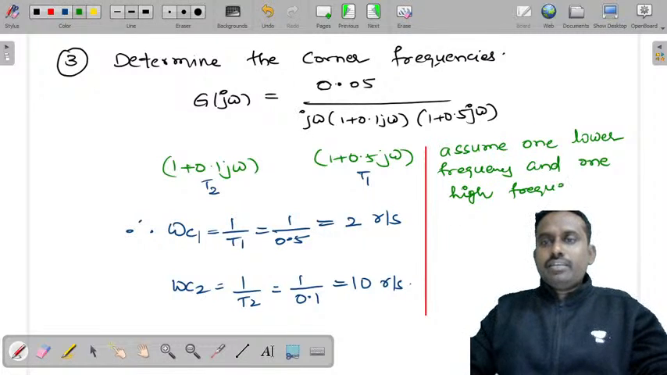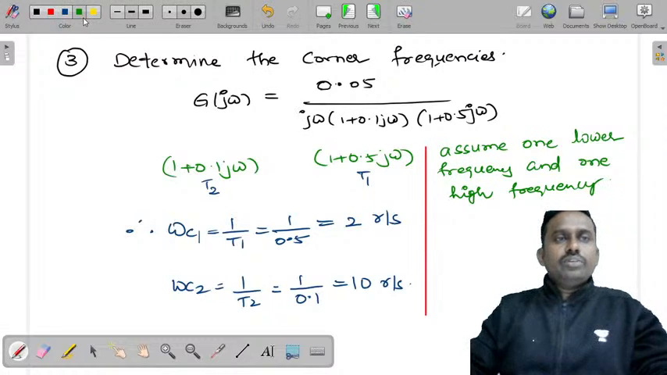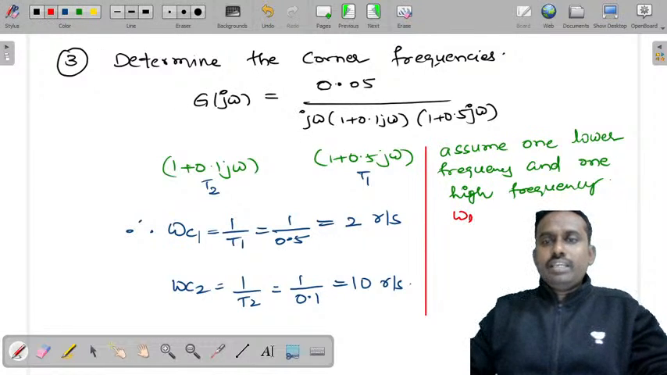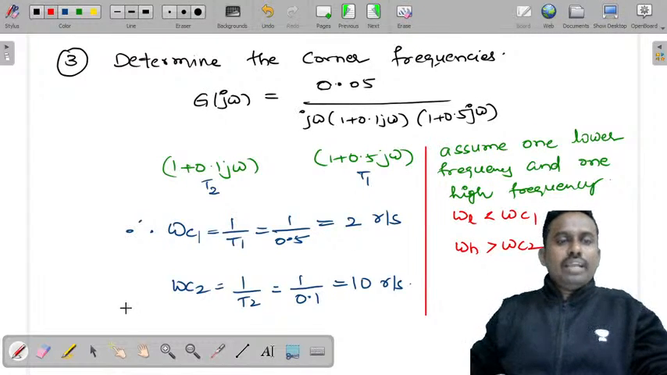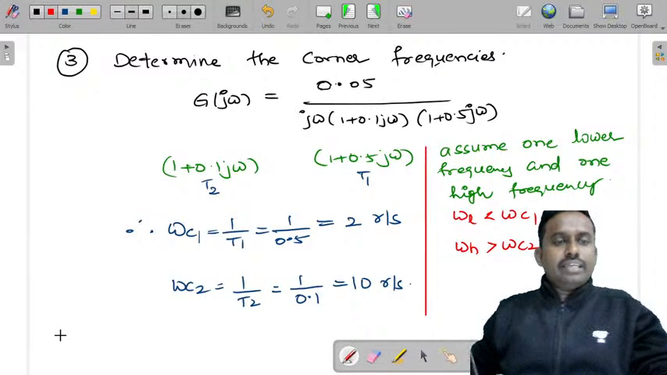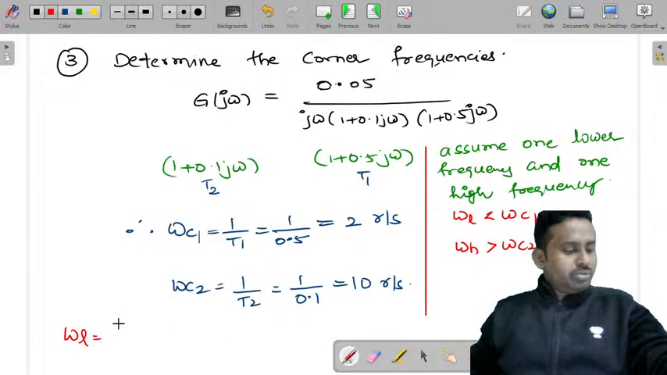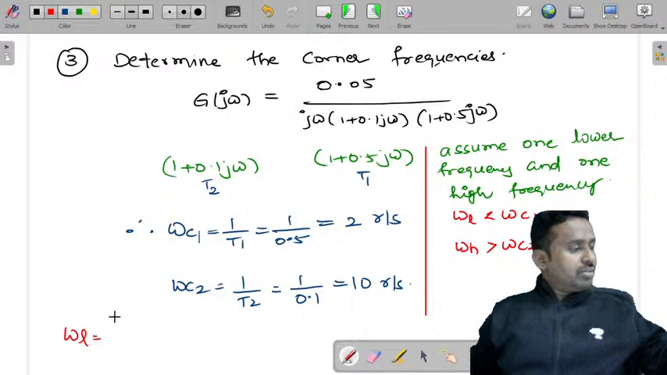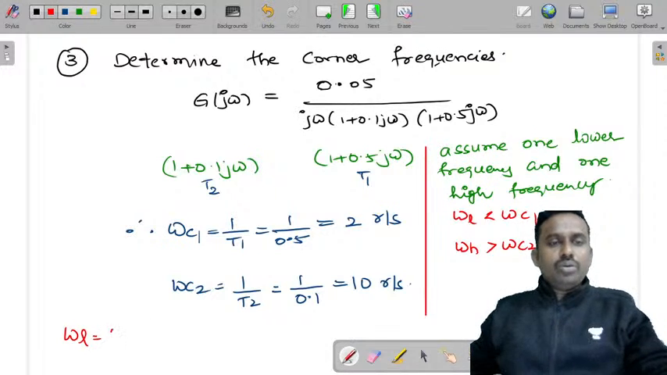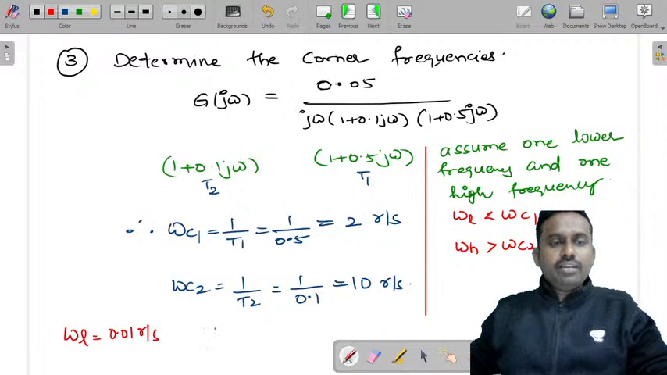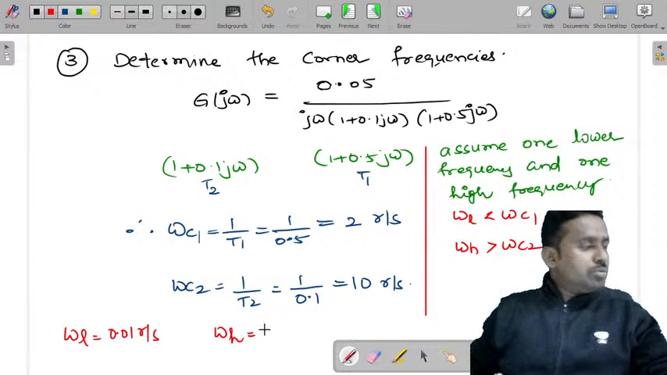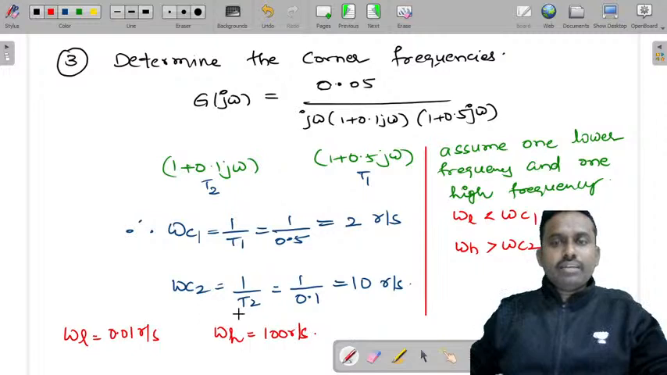such that the condition you need to take is one frequency which is less than omega c1, and one frequency which is greater than omega c2. So I'll consider omega L equal to, let me take one value that we have already taken, 0.01 radian per second, and omega H equal to 100 radian per second. You can consider 0.1 also, you can consider 1 radian also, doesn't matter.